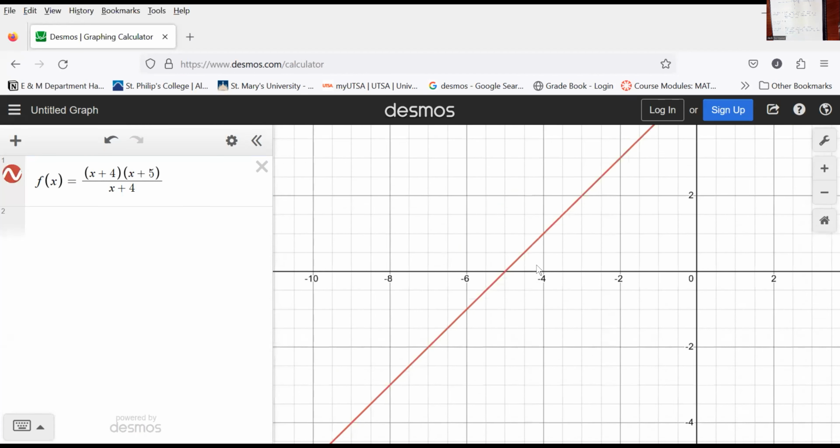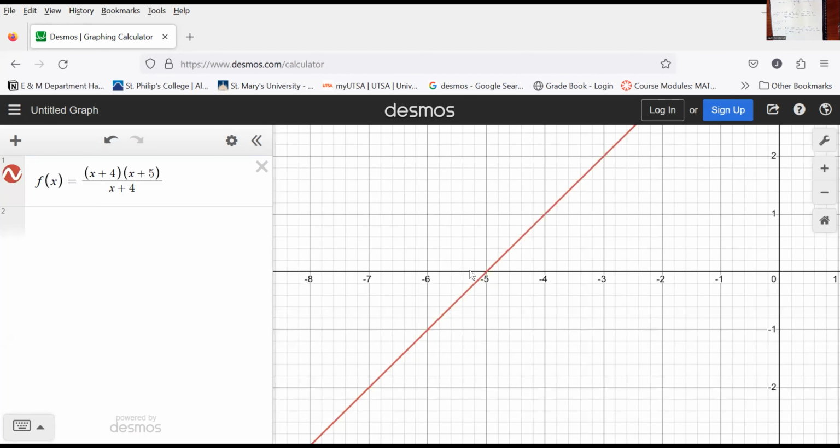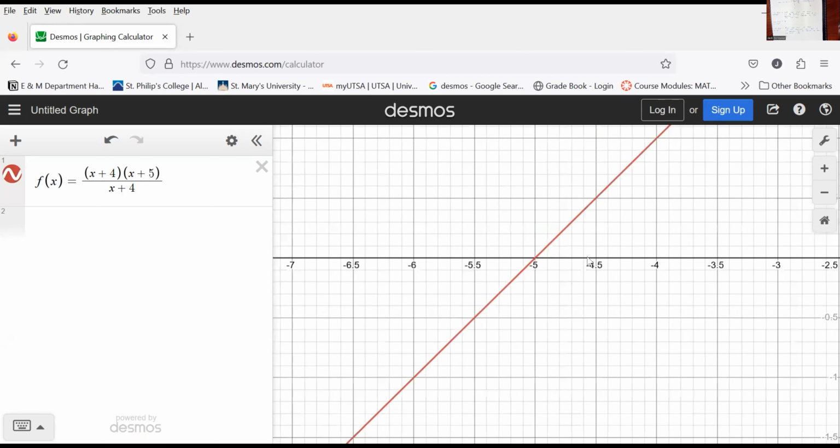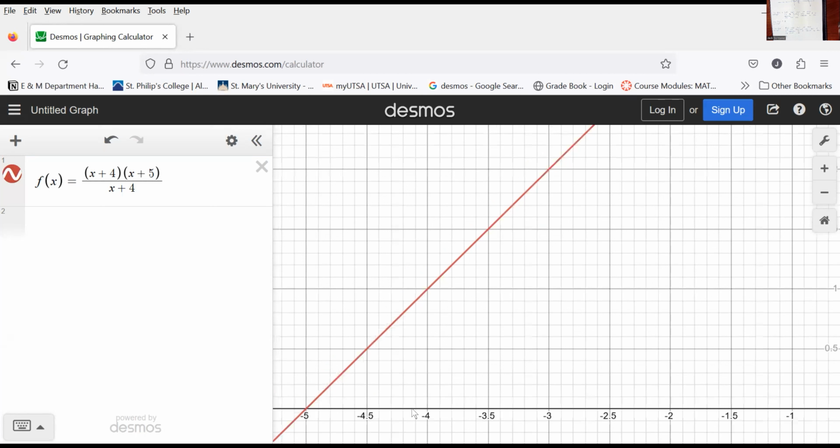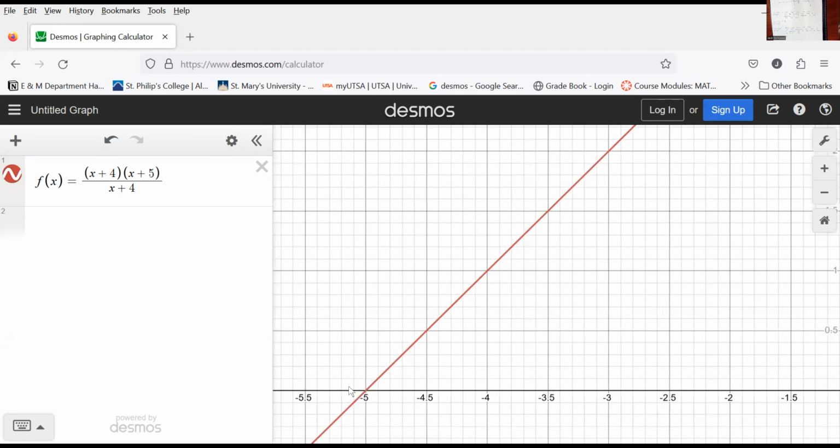So here's my line. You can see right away that if I plug in -4 at the bottom, I'm going to have division by 0, right? I cannot plug in -4. But we zoom into -4, which is about here. So as I approach, move a little bit. As I approach -4 from the left side, right? What is the y value approaching?